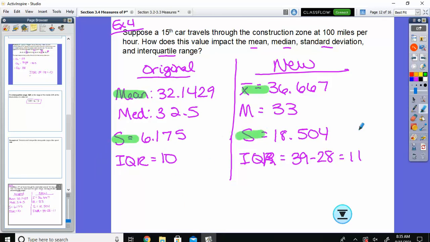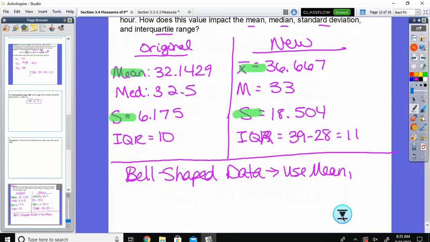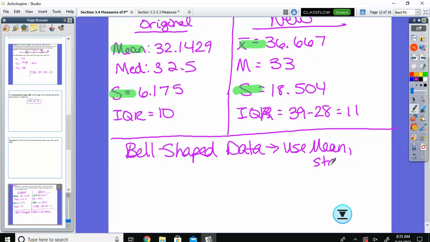Jump. Huge jump. What else changed a lot? Standard deviation. Yeah. What about the median and the interquartile range? They're very similar. So what this tells me is if we have bell-shaped data, we want to use the mean and the standard deviation.